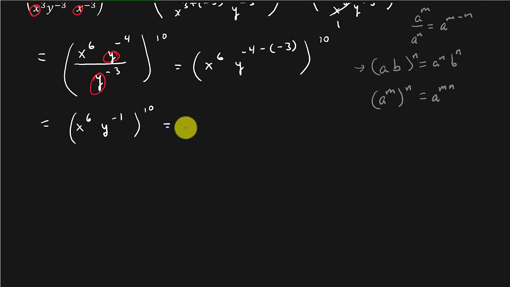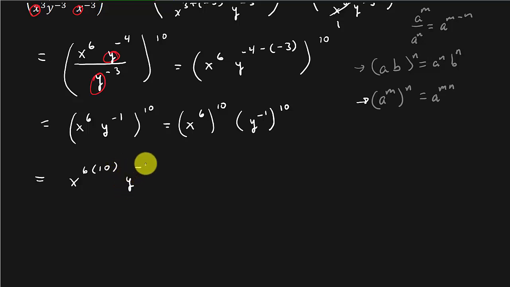So we're going to write this as x to the 6th raised to the 10th. We're going to raise each term inside the parentheses to this exponent out here. And then that's y to the negative 1, and we're going to raise that to the 10th power also. Now you can see we have this property, which tells me I multiply the exponents. So this is going to be x to the 6th times 10 times y to the negative 1 times 10. And so this is going to give me x raised to the 60th, y raised to the negative 10.